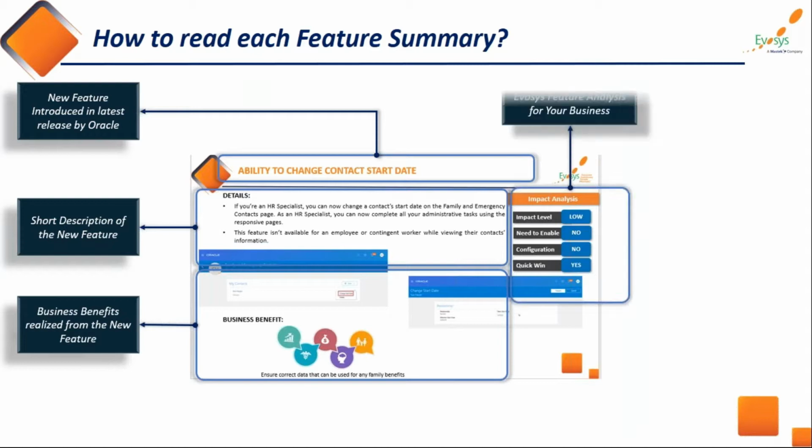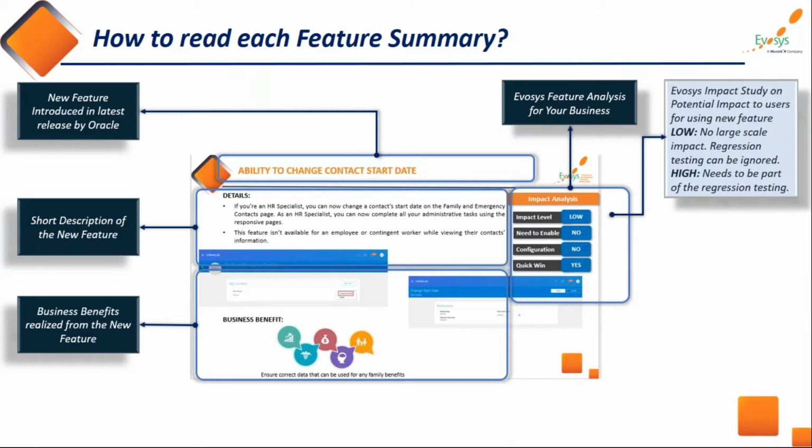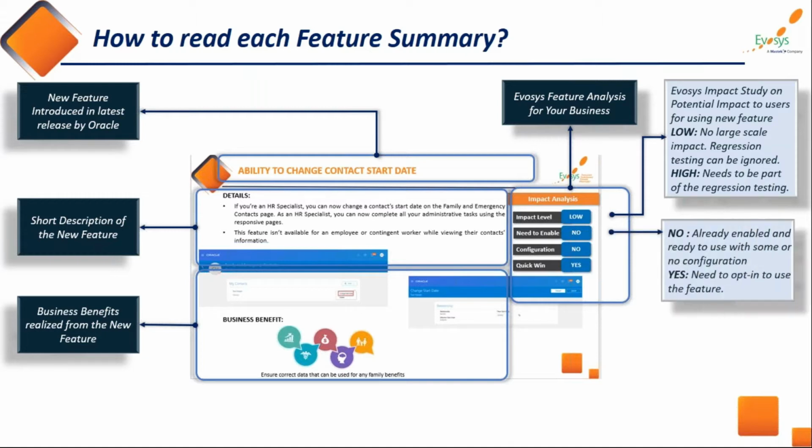And there are 4 components wherein we have done in-depth analysis for the features which we are going to present to you today. The first one is impact level analysis, which demonstrates the impact on the end user. If it's a low impact, then regression testing can be avoided or not. If it's a high impact, then you must opt for regression testing. Second one, we all are aware that there are some features which are by default auto-enabled by Oracle, and there are some which we need to opt for.